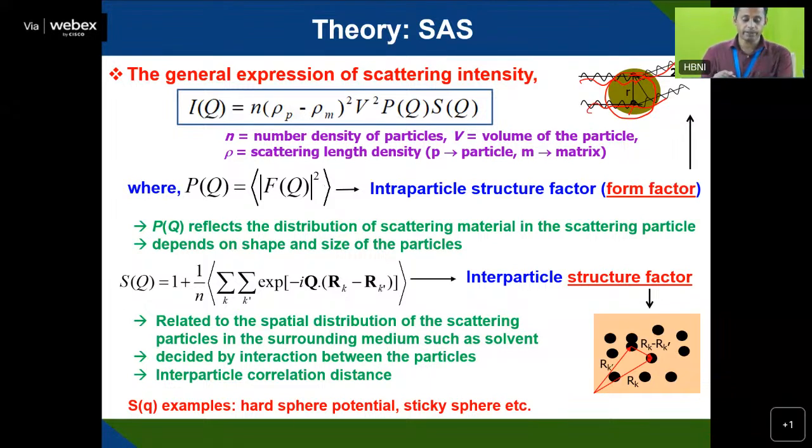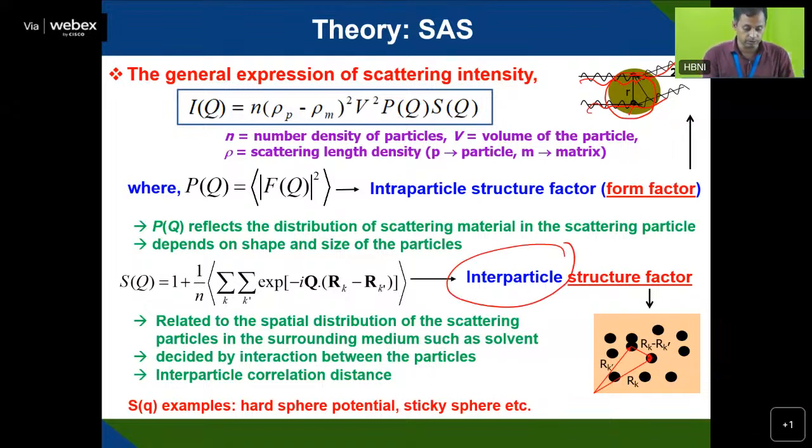Here P(Q) is the form factor, the intraparticle structure factor, describing how the structure varies within the particle; P(Q) is the square of F(Q). P(Q) reflects the distribution of scattering material in the scattering particle and depends on the shape and size of the particle. But S(Q) is the structure factor, which gives the interparticle interaction.